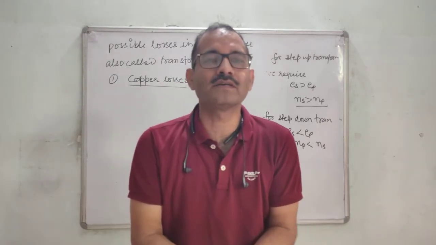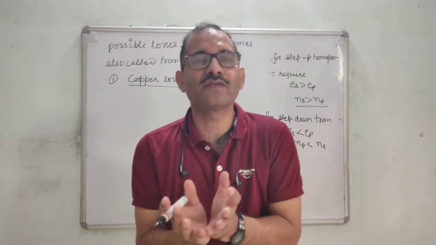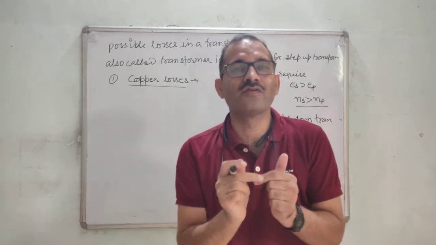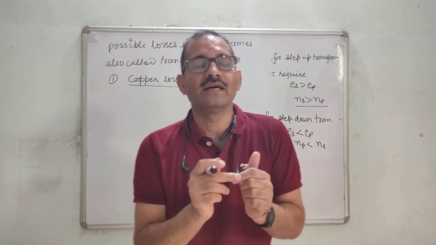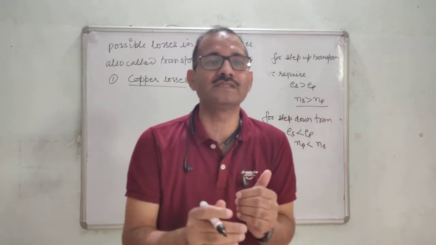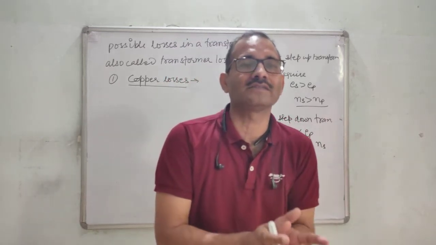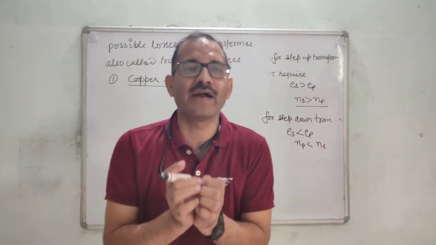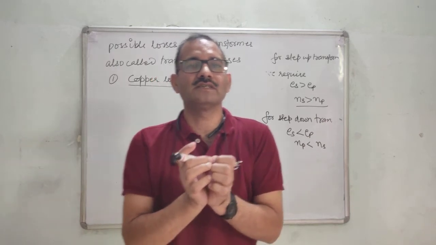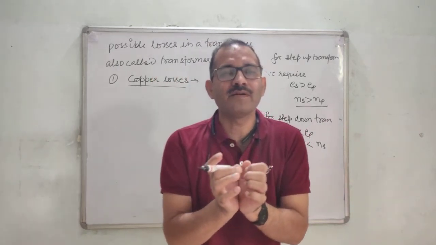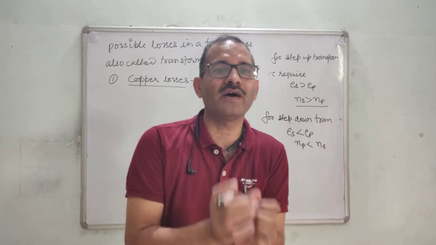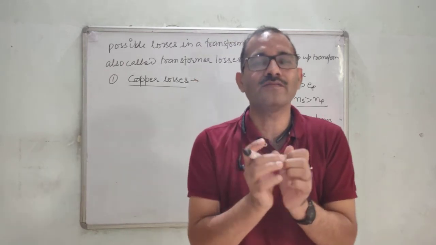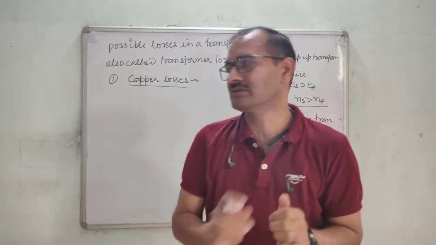What are copper losses? The current is flowing through the coils made up of copper wires. And if the current flows through a conductor, then there is production of heat, and that heat production is a loss. So, some heat is produced in the copper windings, which is a loss. This can be minimized by reducing the resistance of the copper wire, so we use thick copper wires.